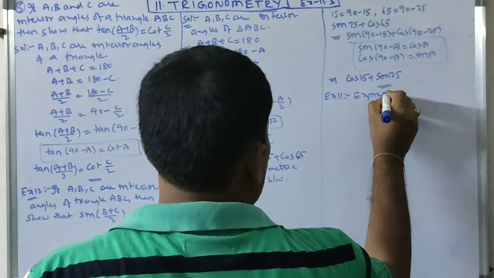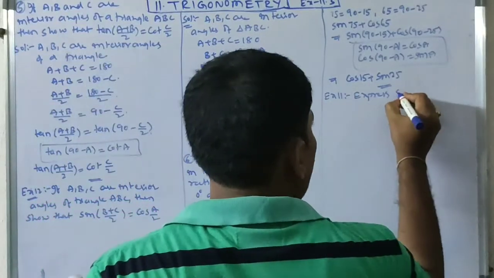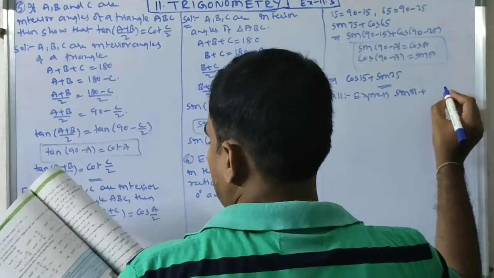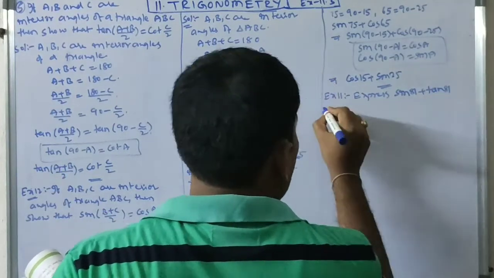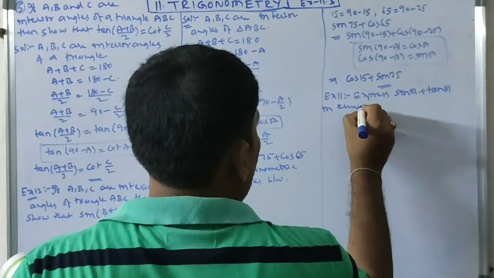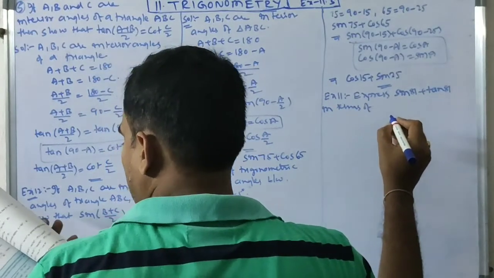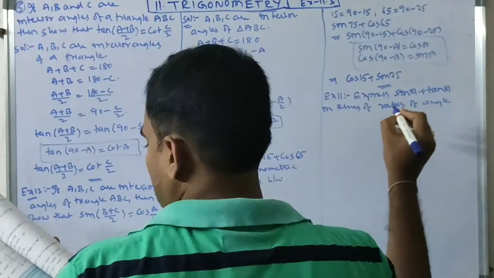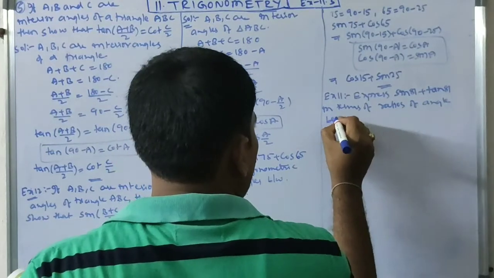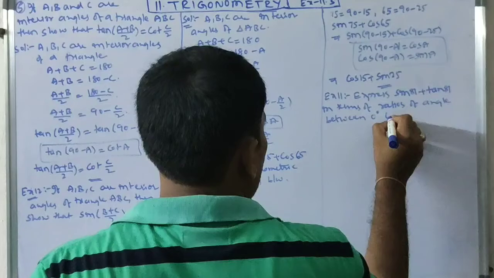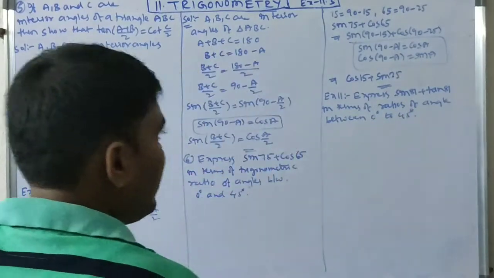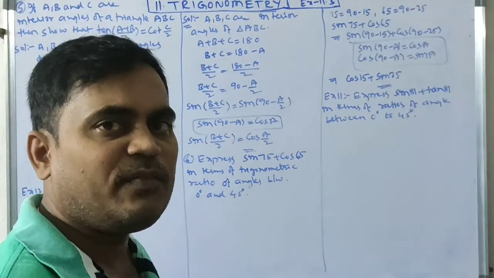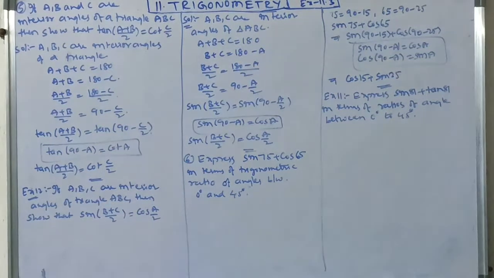Express sin 81 plus tan 81 in terms of ratios of angles between 0 degrees to 45 degrees. Okay, so we need to express 81. 81 does not lie between 0 to 45, so we need to convert it to between 0 to 45.